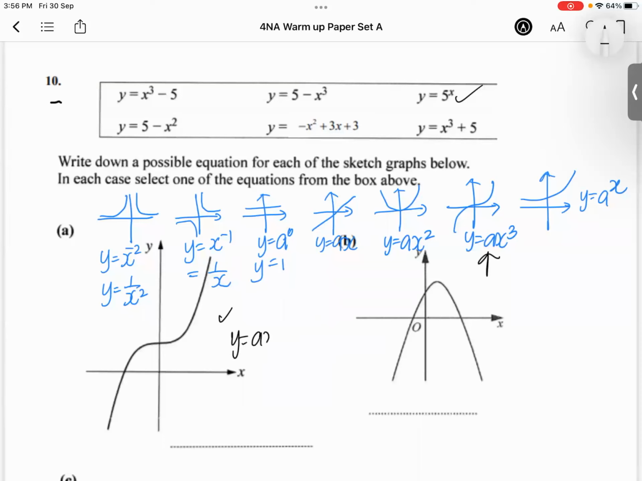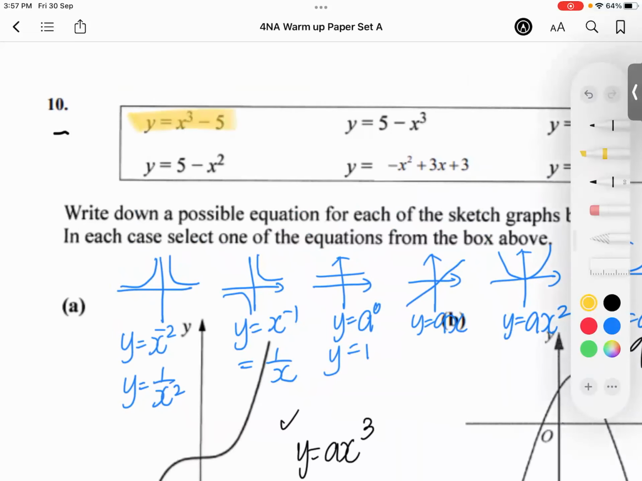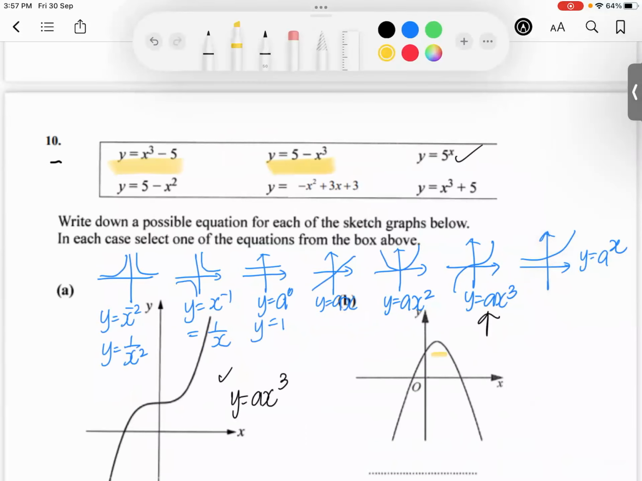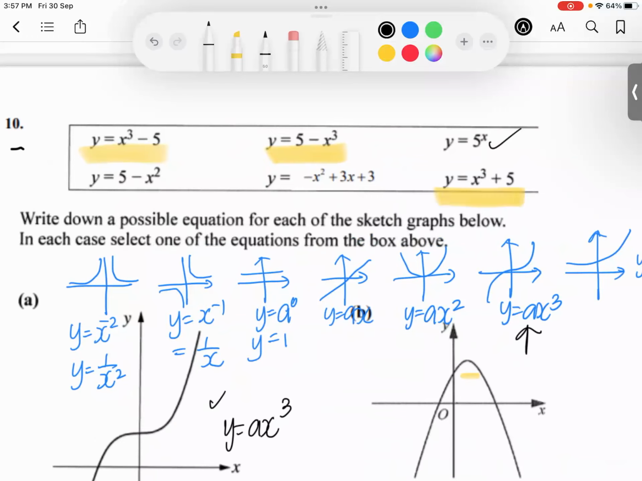So y equals ax to the power 3. But there are different power 3s over here. Let's take a look. I have y equals x cubed minus 5, 5 minus x cubed, and x cubed plus 5. The versions that we have drawn over here always have a positive coefficient. So if I want y equals 5 minus x cubed, the graph will look the other way around. It will go down instead. So in this case, this one is out.